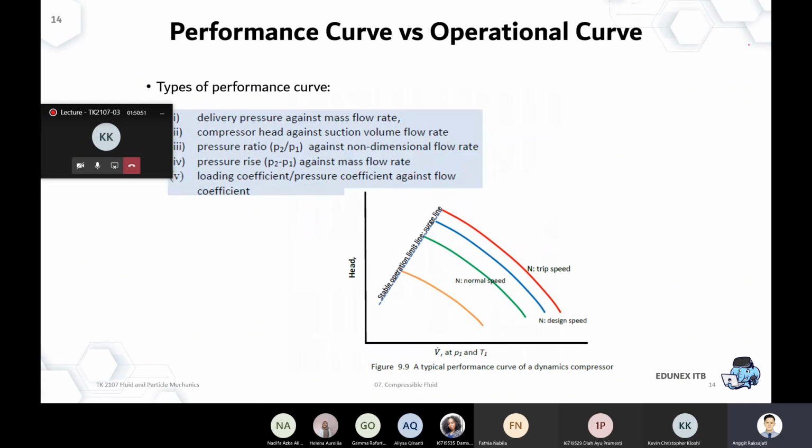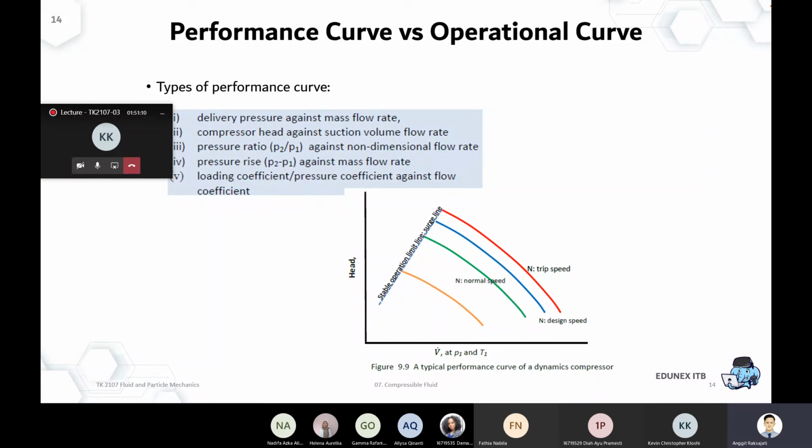Okay, what next? Performance curve, operational curve. Again, this is the same thing. You already learned about this in the pump. Find the intersection. When you get the intersection between the performance curve and the operational curve, that is your actual flow rate and pressure generated.